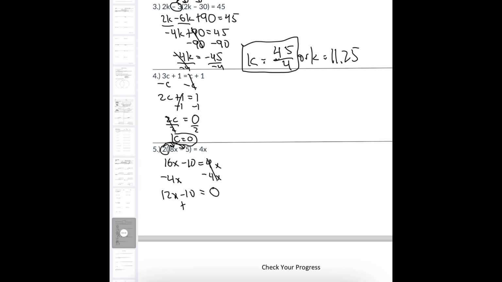Now I'm going to add 10 to both sides. That gives me 12x equals 10. And then with 12x equals 10, I would divide by 12, which gives me x equals 5/6. Or x equals 0.83 repeating. But I would go with the fraction. X equals 5/6.